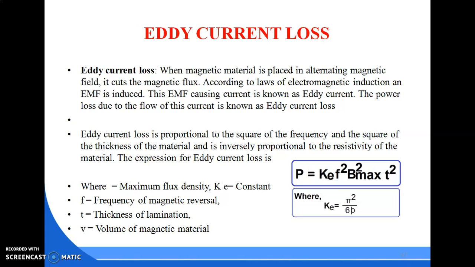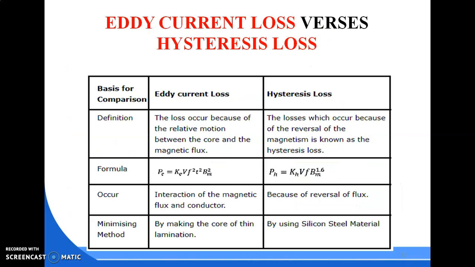This can be denoted by the expression P equals Ke, where Ke is a constant, f squared, where f is the frequency, Bmax squared, t squared, and V. Here V is the volume of the material, t is the thickness of lamination, and Ke is the constant. This is called eddy current loss.